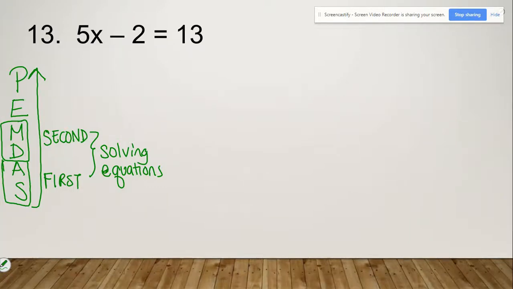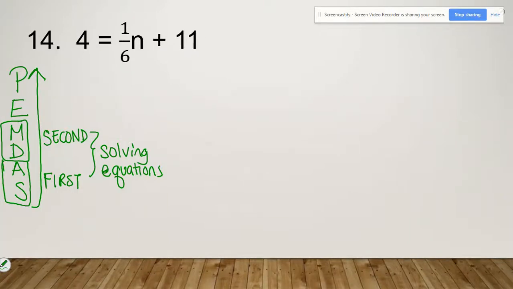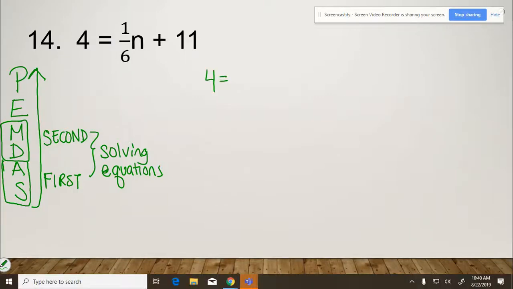Now we have 4 equals 1/6 n plus 11. So notice now that the bulk of the equation is on the right-hand side instead of the left-hand side. That's okay. You should be familiar with seeing that and not letting that throw you off. So I'm going to rewrite it and go through the same process we did before.